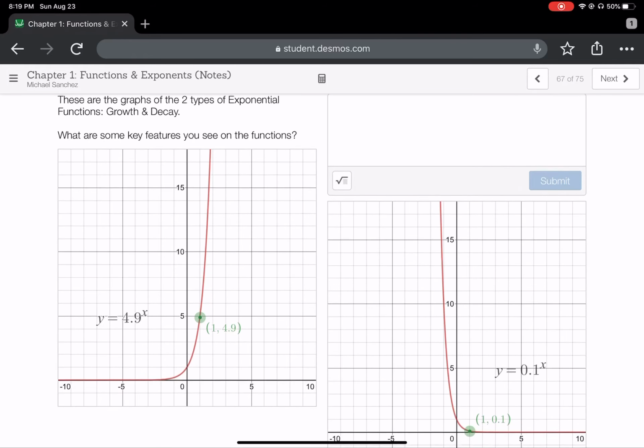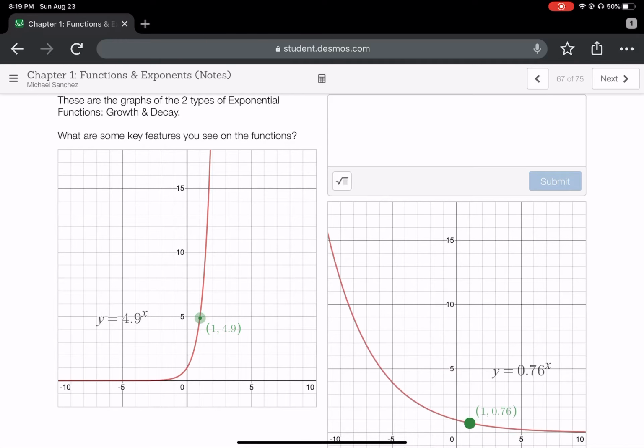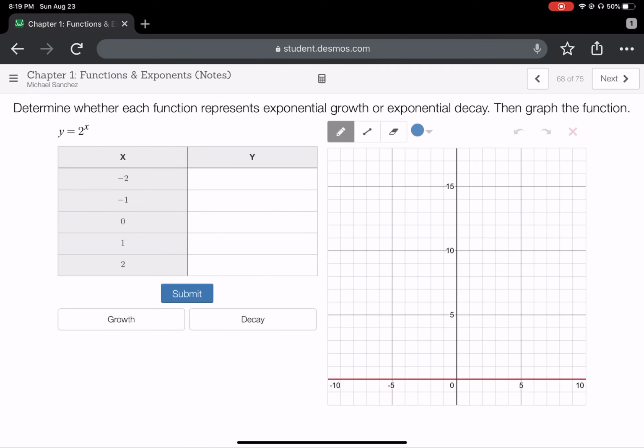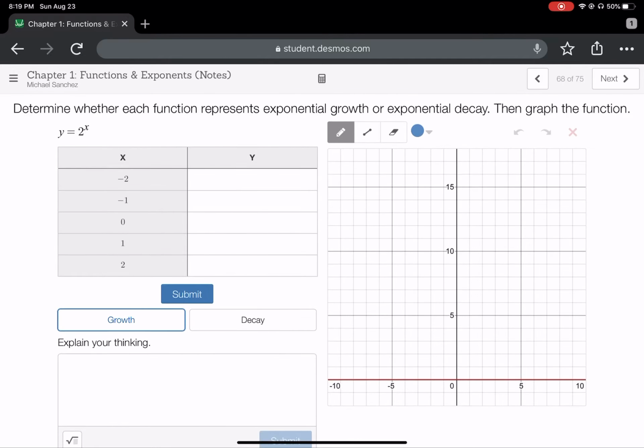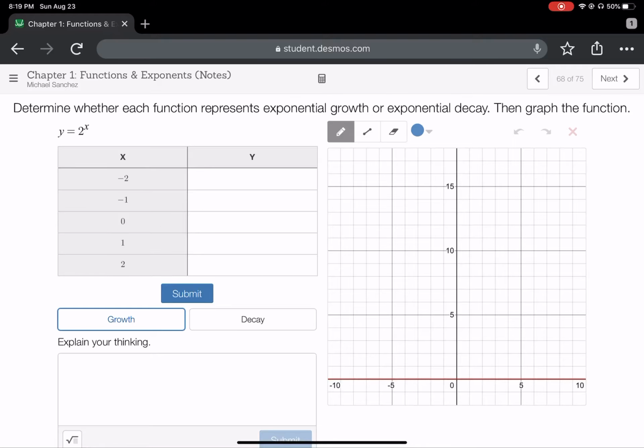If the number is between 0 and 1, it's going to be a decay function. So the base number here is 2, so that means it's going to be a growth function, because our value is 2. Now, in order to create a graph for our function, we know it's going to go something like this. It's going to grow.